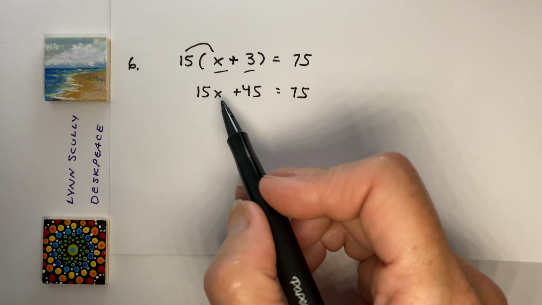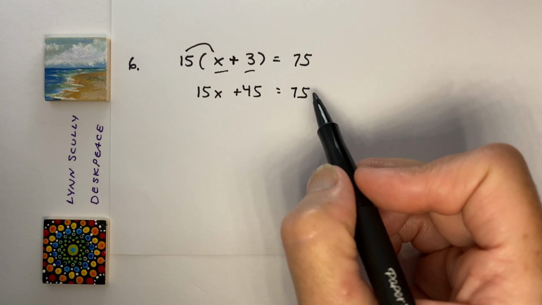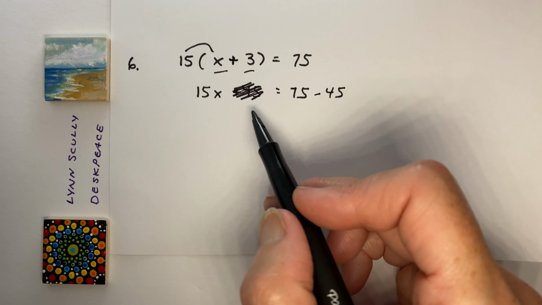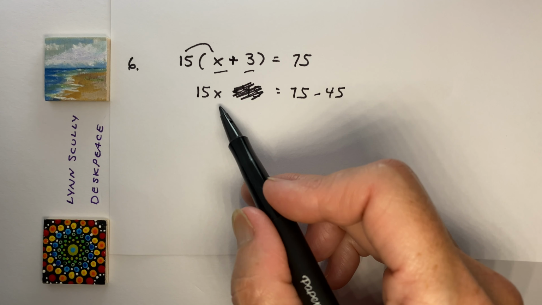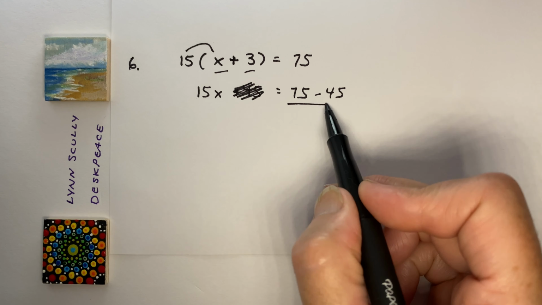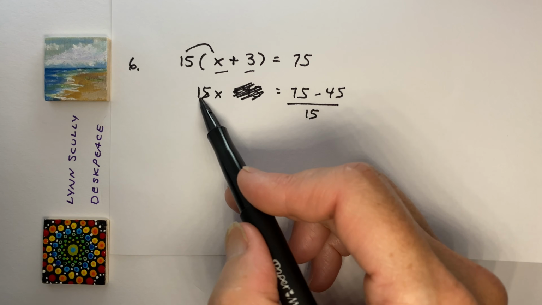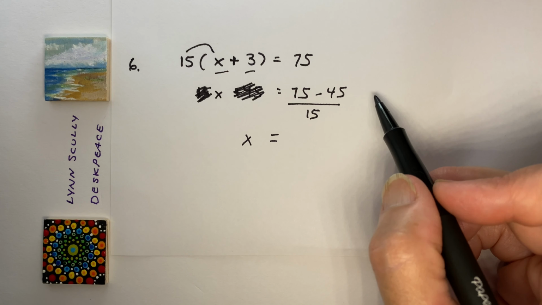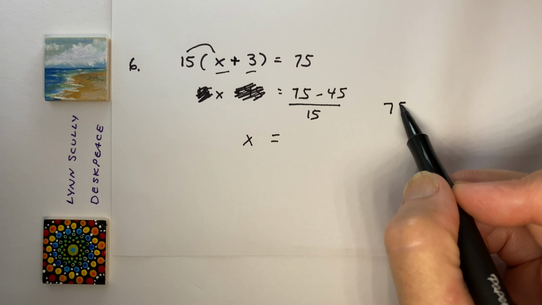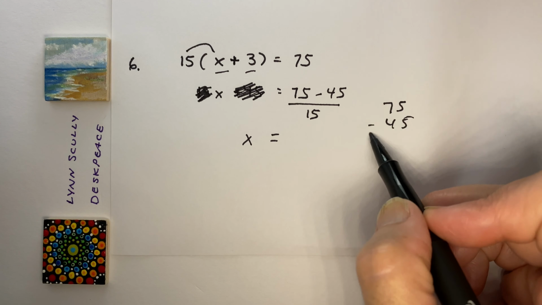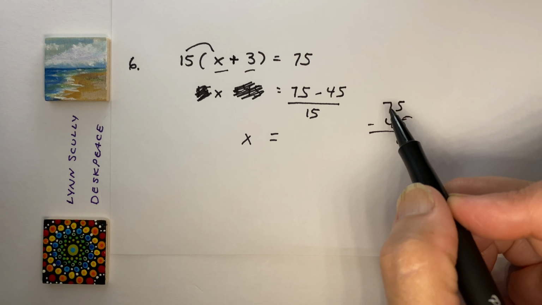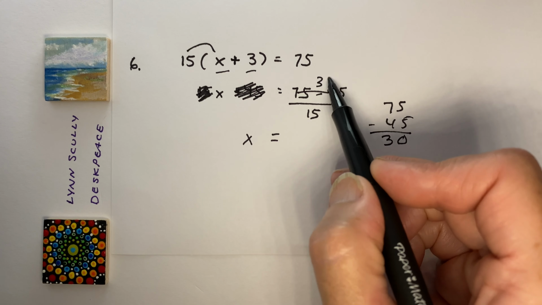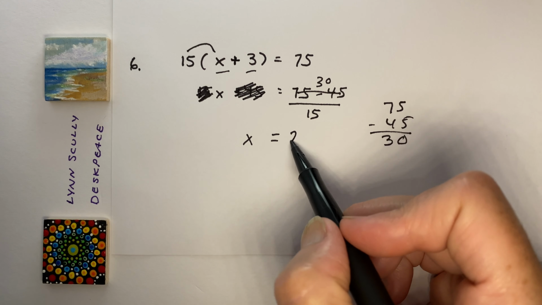I want to get x alone. 45 is attached by addition, move it by subtraction to the other side of the equal sign. Now I want to get the x alone. 15 is attached by multiplication, move it by division to the other side of the equal sign. Now my x is alone, and I have to clean it up. 75 minus 45. 5 minus 5 is 0. 7 minus 4 is 3. So this is 30 over 15 is 2.